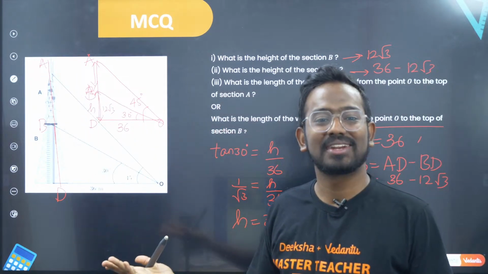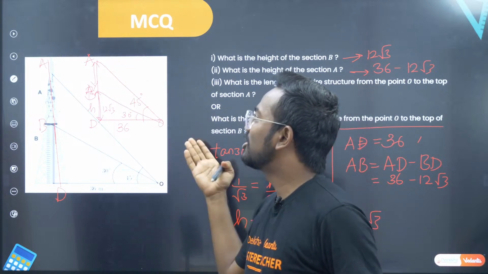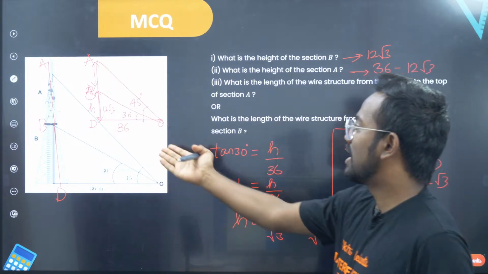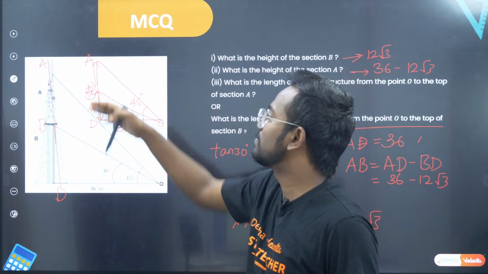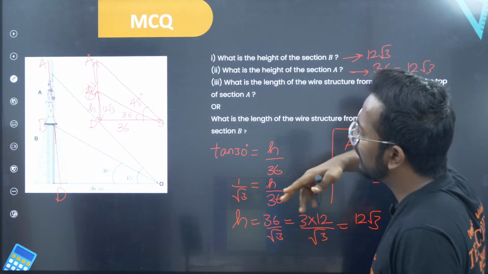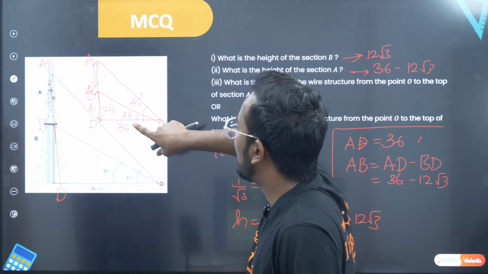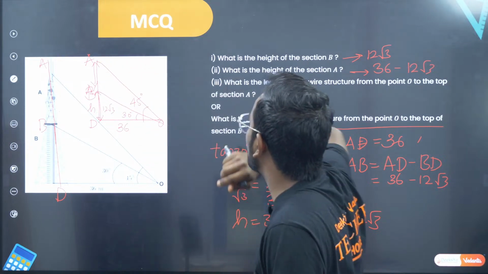What have they asked? Sir, the hypotenuse is asked. From O to A, they've asked what is the length of the wire. Sir, OA is asked. I know the adjacent part and the opposite part, so my job is to find the hypotenuse.